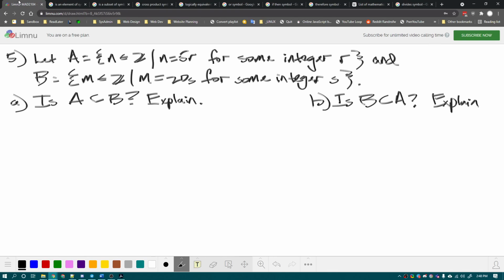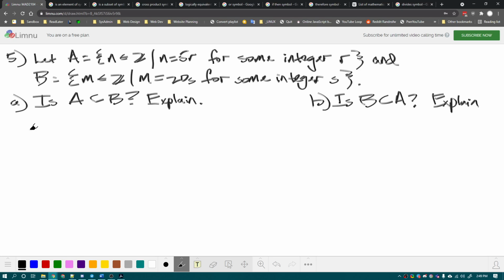Okay, guys, this is exam 4, problem number 5. Let A equal the set containing all integers n such that n is equal to 5r for some integer r, and B is equal to the set containing all m's that are integers such that m is equal to 20 times s for some integer s. Part A is asking, is A a proper subset of B?